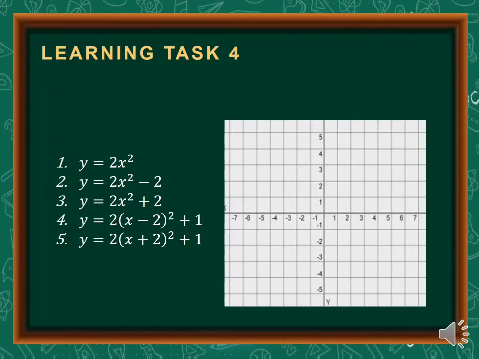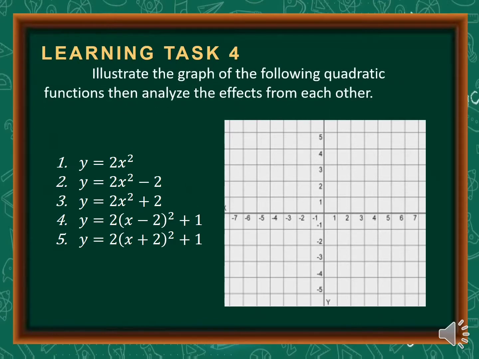After understanding and analyzing the effects of changing the values of a, h, and k in the graph of the quadratic function, let us now do our learning task number 4. I'm going to show you an illustration on how to solve and do your activity. Your task is to illustrate the graph of the following quadratic functions, then analyze the effects from each other. So these are the given.